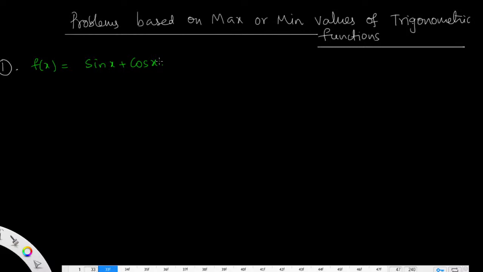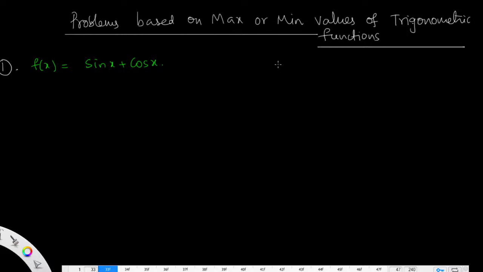Okay. The problems based on maximum and minimum values of the function. Let f of x equal to sin x plus cos x. Find out the maximum and minimum. So it is in the form of type 3 problem. Type 3, yesterday we learned type 1, type 2, type 3, type 4.